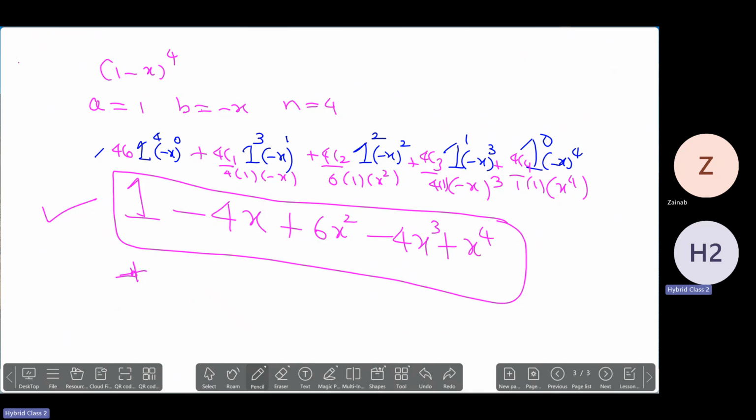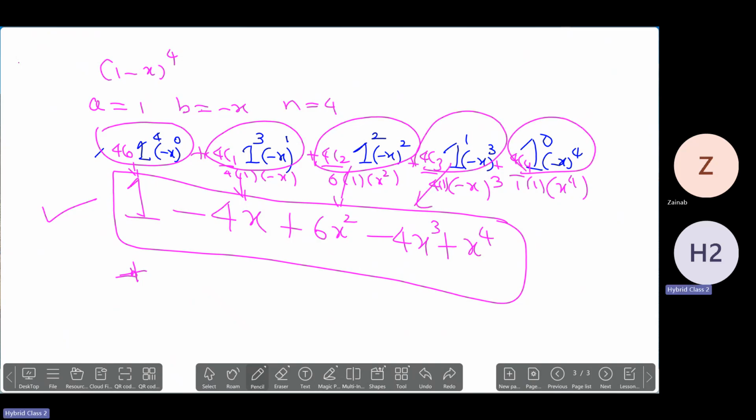Everyone understood how you got the answer 1 minus 4x plus 6x squared? Each and every term we simplified, then only we get this answer. We simplified individually, we simplified all the terms and we wrote the answer.